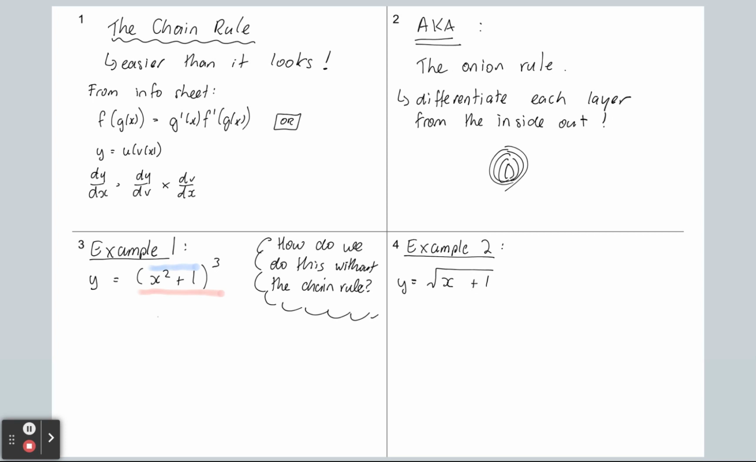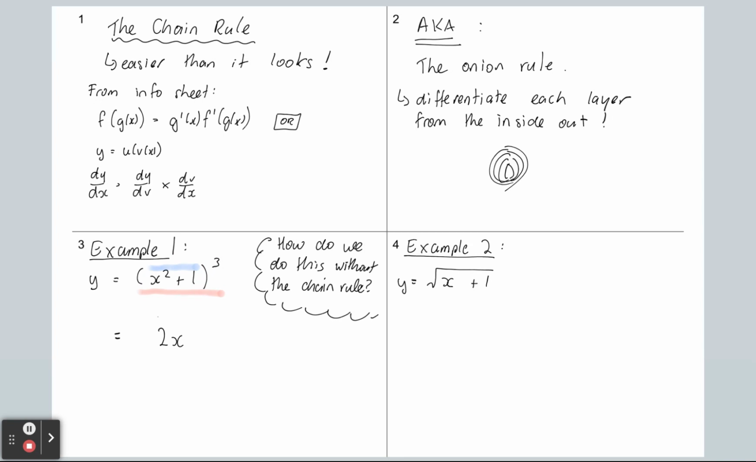So what we do is we differentiate the inner layer first. So that would be what is the derivative of x squared plus 1, and that would be 2x. Notice I've left a gap there. I'll explain why in a second. Then I differentiate the outside function cubed, treating the inside expression as if it's a thing, okay? A thing that we're differentiating with respect to. So we're differentiating the cube with respect to x squared plus 1, with respect to the whole thing.